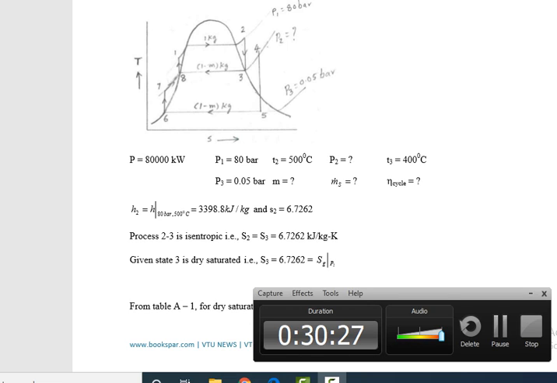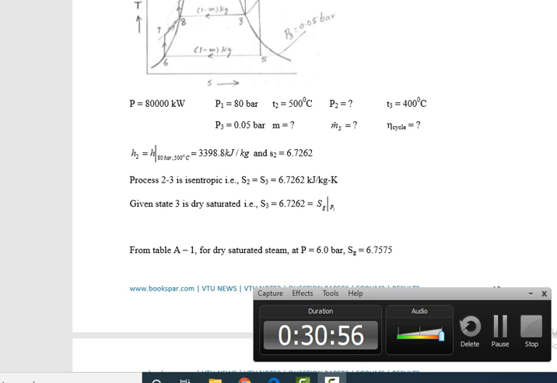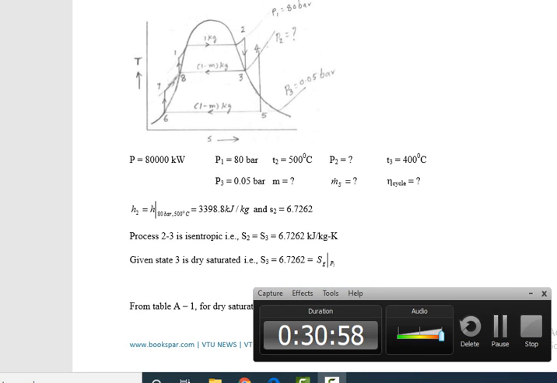Then process 2 to 3 is isentropic. Again go to this line 2 to 3, the turbine section. The line is perpendicular to the entropy axis, that is, the entropy at point 2 equals the entropy at point 3. Then you can write S2 equal to S3, equal to 6.7262 kJ per kg K. Then go to point number 3, for a given state the dry saturated steam. Therefore, S3 is equal to 6.7262.